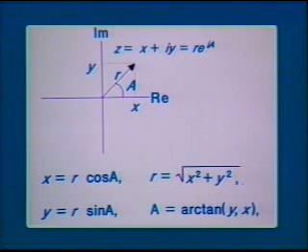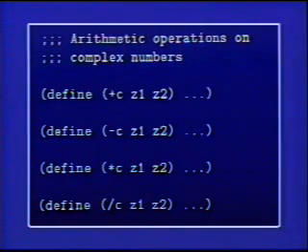Right, so there are these two, they're complex numbers. You can think of them either in polar form or rectangular form. What we would like to do is make a system that does arithmetic on complex numbers. In other words, just like the rational number example, we'd like to have some operations, plus c, which is going to take two complex numbers and add them, subtract them, multiply them and divide them.